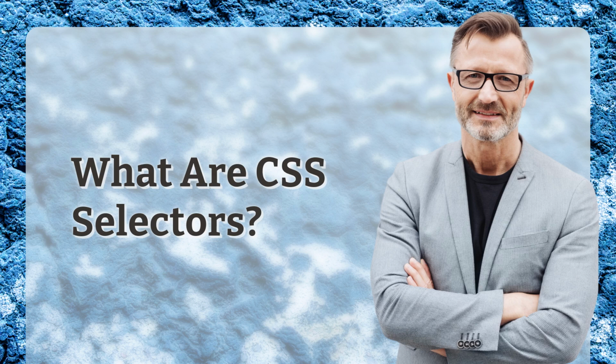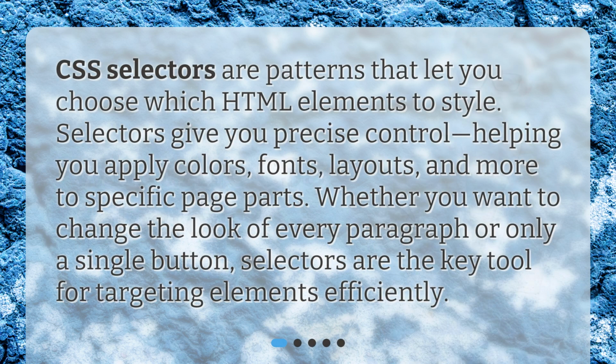What are CSS selectors? CSS selectors are patterns that let you choose which HTML elements to style. Selectors give you precise control, helping you apply colors, fonts, layouts, and more to specific page parts. Whether you want to change the look of every paragraph or only a single button, selectors are the key tool for targeting elements efficiently.